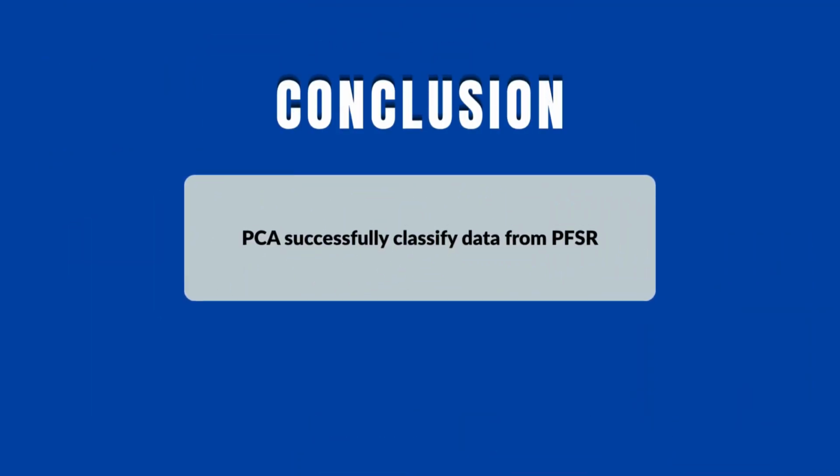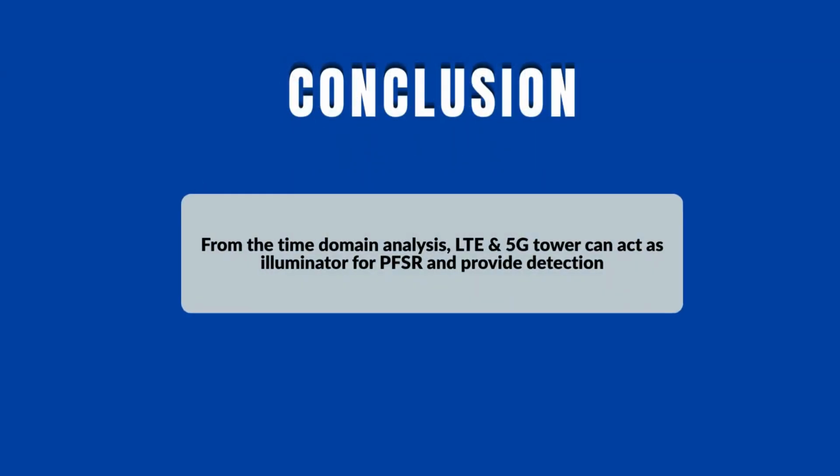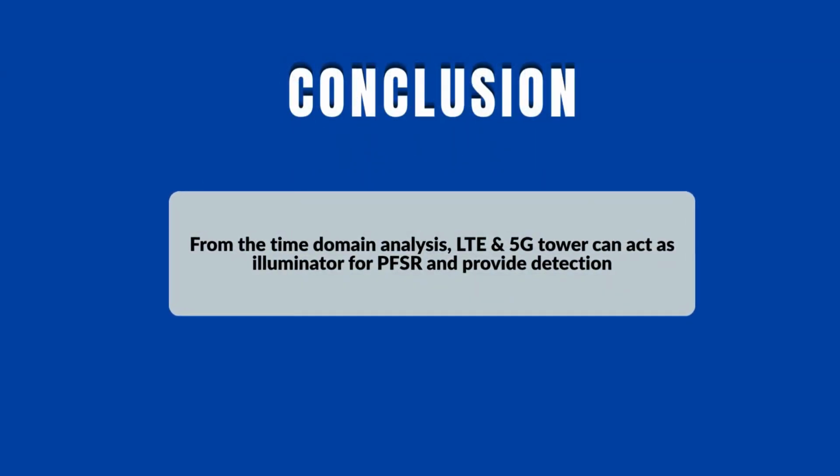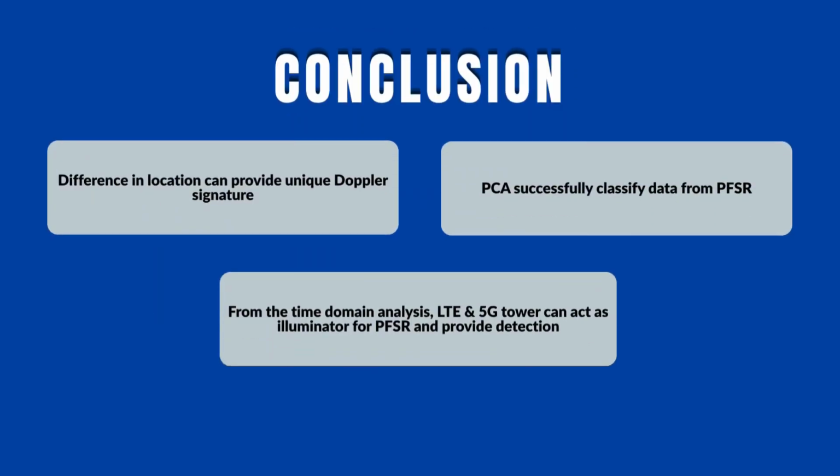In conclusion, this research shows that passive forward scatter radar can successfully detect and classify human movement using existing 4G and 5G communication signals. Different locations produce different Doppler signatures, while PCA provides accurate classification of the collected data. Overall, the study demonstrates that LTE and 5G base stations can be used as signal sources for passive radar applications.